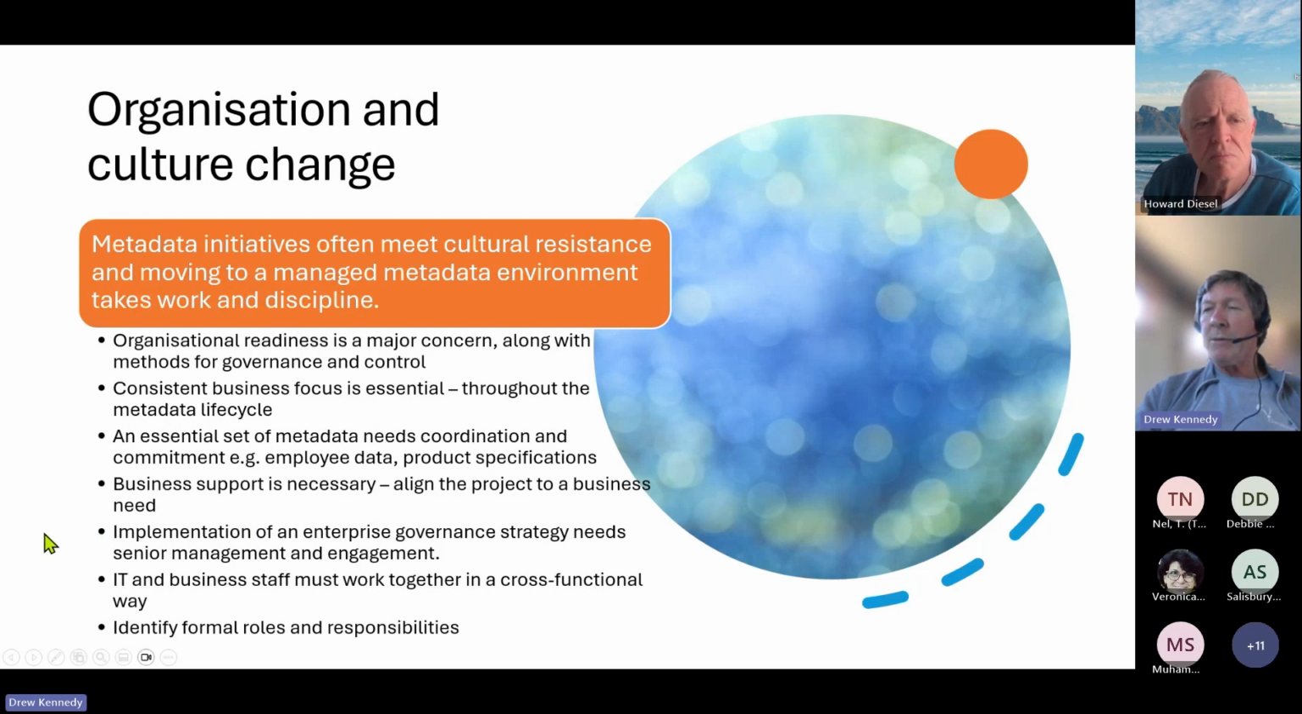You probably need an enterprise governance strategy, which needs senior management commitment and engagement. And the IT and the business staff need to work in a cross-functional way. I mentioned it up here. And you do need to identify, as part of your organizational change and culture change, abilities, even people on a full-time basis, but at least they understand what the change means through having a data management or metadata management program in place.